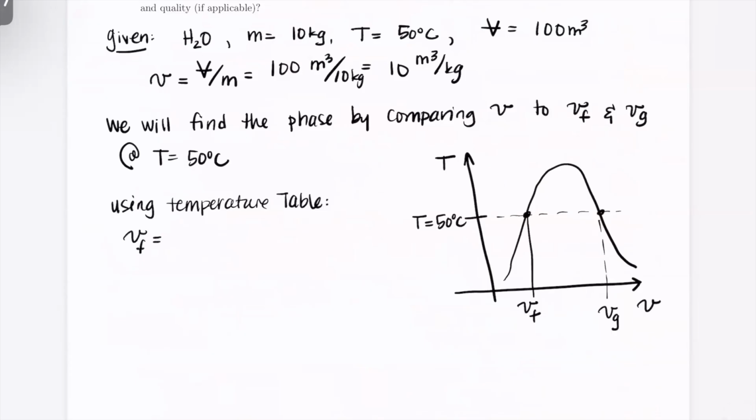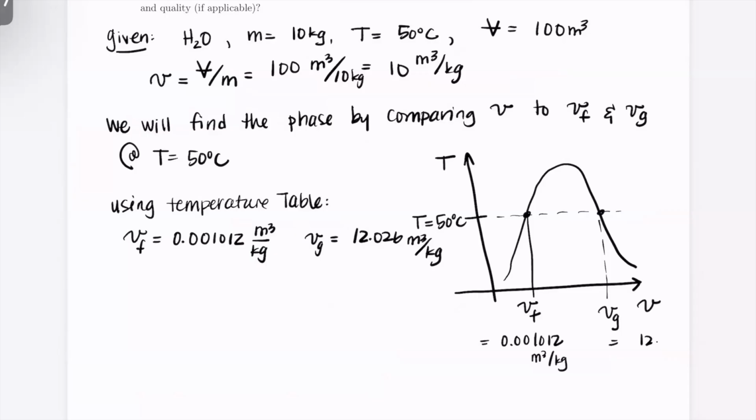So VF is 0.001012 meters cubed per kilogram, and VG is 12.026 meters cubed per kilogram. So VF is 0.001012 meters cubed per kilogram. And then VG is 12.026 meters cubed per kilogram.